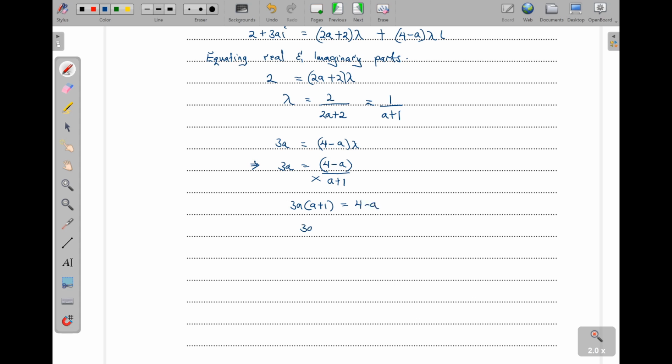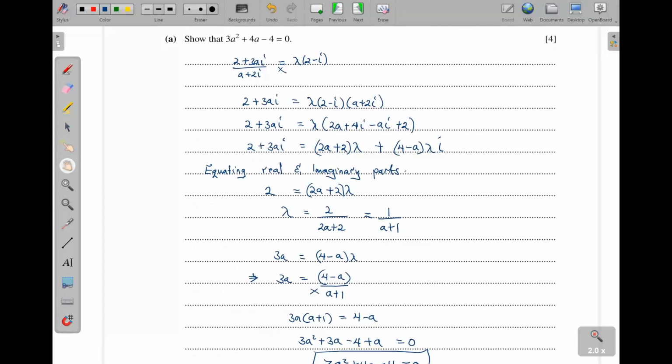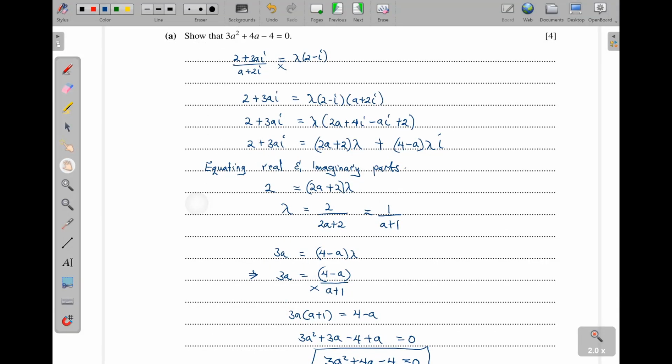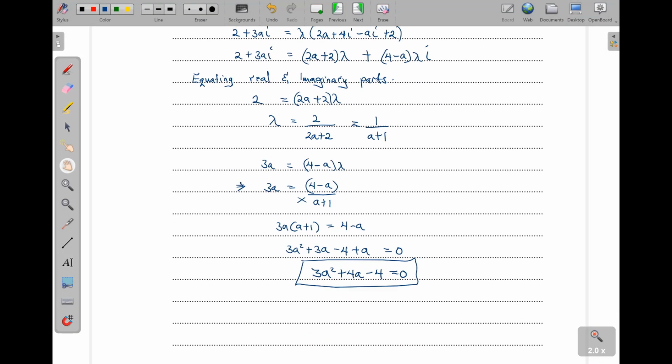So this will be 3a squared when we open the brackets, plus 3a. Bring everything this way, minus 4 plus a, which is equal to 0. So this becomes 3a squared, then plus 4a minus 4, which is equal to 0. And this is what we are told to prove: 3a squared plus 4a minus 4 is equal to 0.